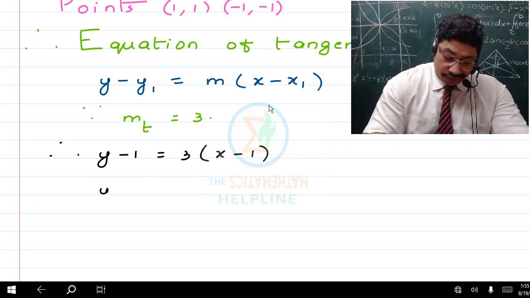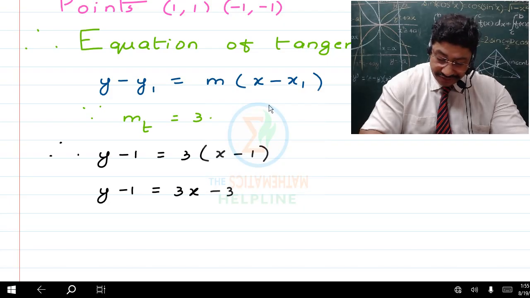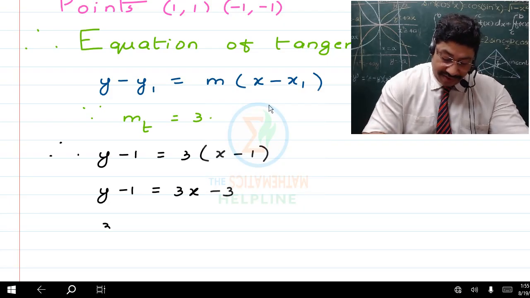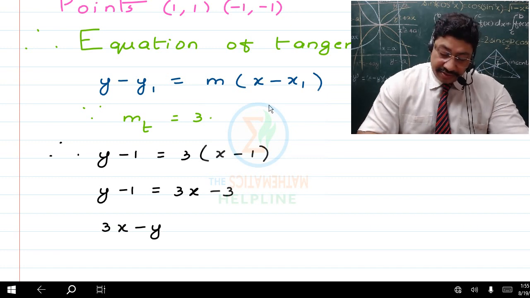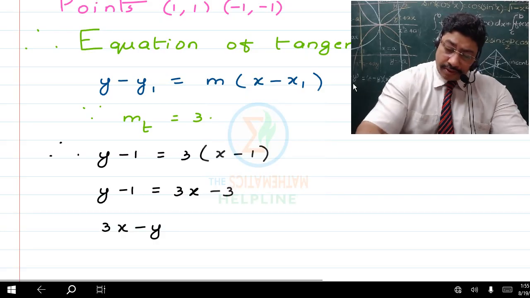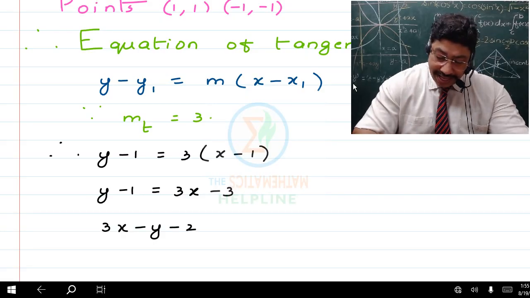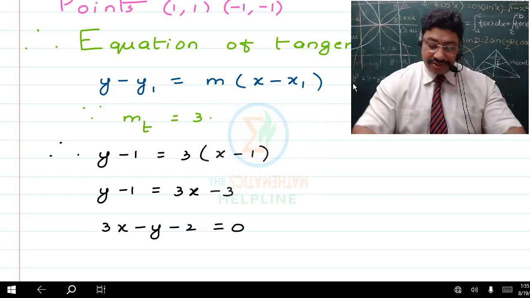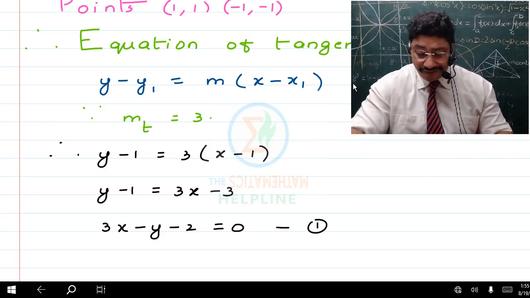Which obviously solves to y minus 1 equal to 3x minus 3, and thus you will have 3x minus y, and then further minus 3 plus 1, which will become minus 2, and that becomes equal to 0. So children, this is the first equation that you have of the tangent.